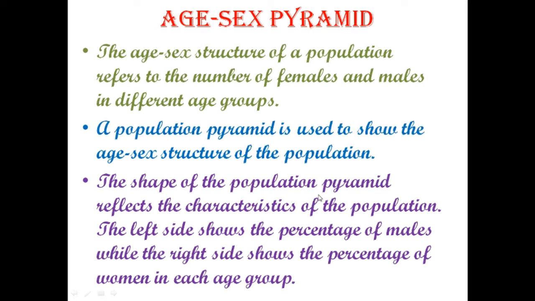The shape of the population pyramid reflects the characteristics of the population. It means the shape is different according to the characteristics of the population of any country. The left side of the population pyramid shows the percentage of males, while the right side of the pyramid shows the percentage of women in the age group.